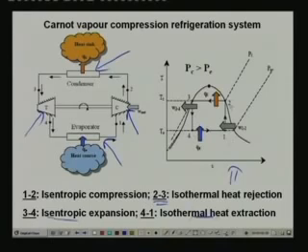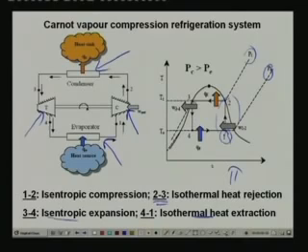Now, if you look at process 1 to 2, this is nothing but isentropic compression. In this process, at the inlet to the compressor, that means at point 1, you have a mixture of liquid and vapor. This mixture of liquid and vapor is compressed isentropically from the evaporator pressure PE to the condenser pressure PC. At the exit of the compression process you have saturated vapor at condenser pressure. So that is the compression process.